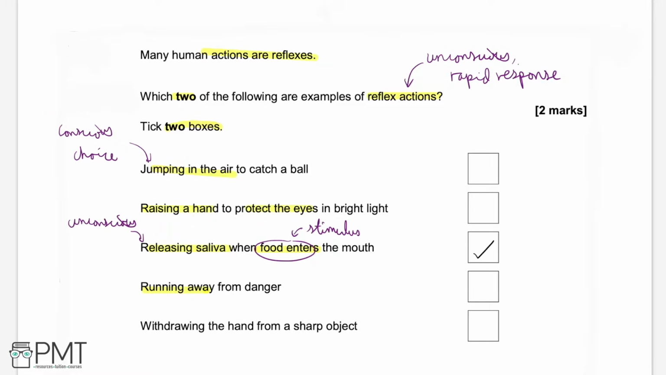Next, running away from danger. And although this is a response to a stimulus, this requires the brain, and it's a conscious decision. Finally, withdrawing the hand from a sharp object. This too is also a reflex action. The sharp object is a stimulus which results in a rapid movement of the muscles of the hand without requiring the use of the brain. So these are the two answers.